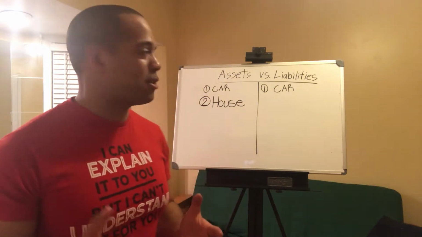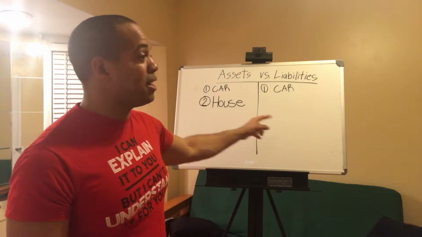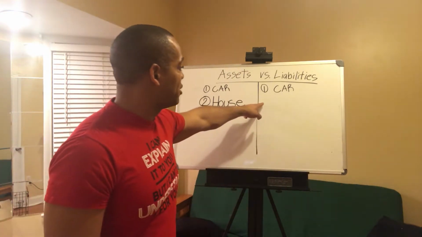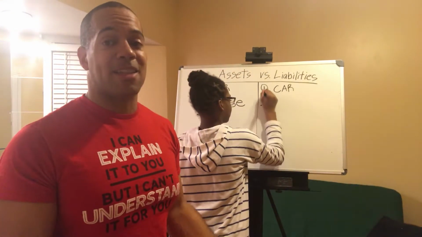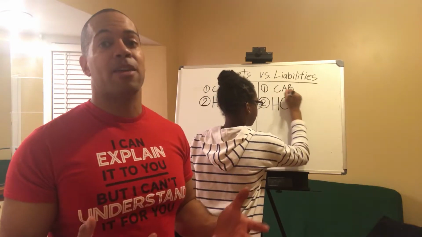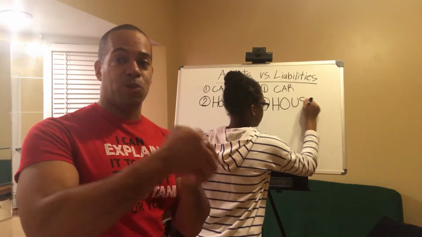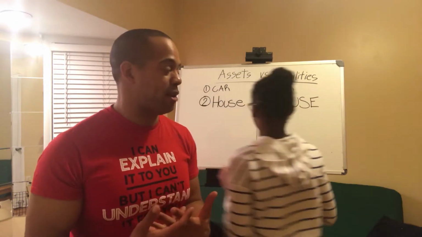So they'll say that their house is an asset when really, right here at number 2, house. Your house is not an asset in that scenario. Your house is a liability, right? Because it's taking $2,000 a month from you. It's not adding $2,000 a month.